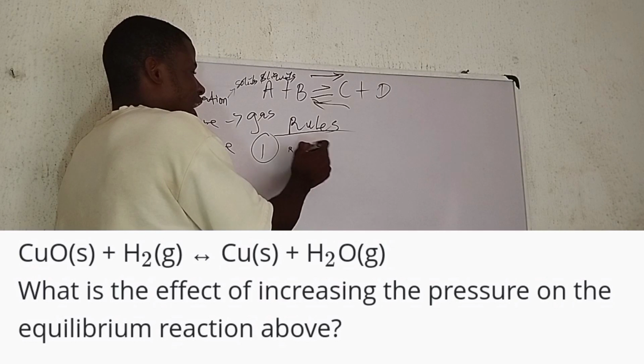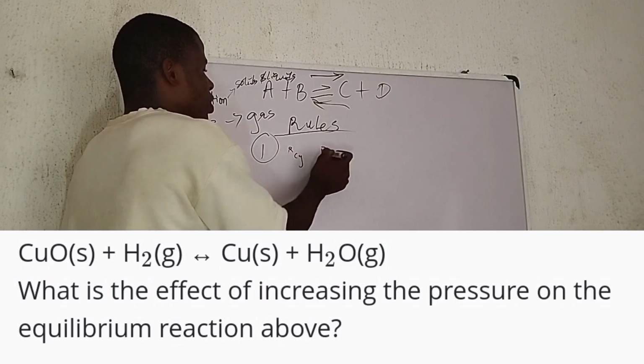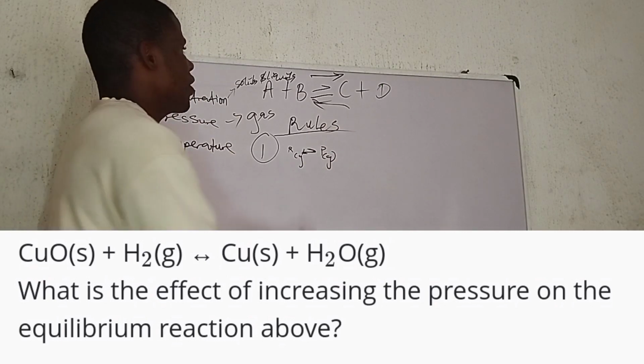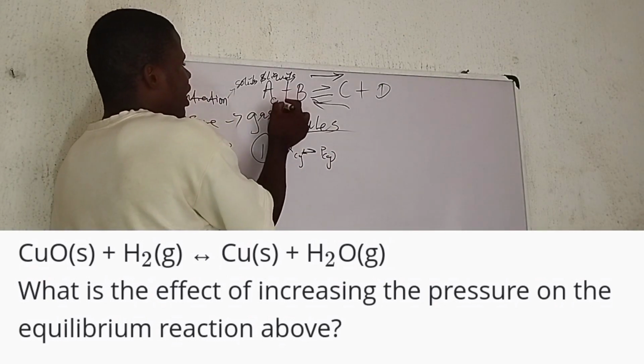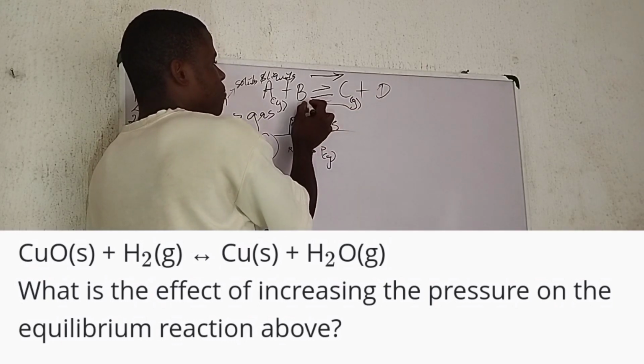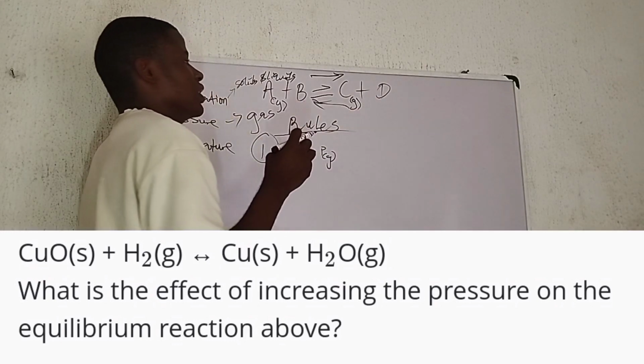So the first rule is that in the reactant and the product, one of them must be a gas for a reaction to occur. I hope it makes sense. For this one, if I have that A is a gas and C is a gas, and let's say B and D are liquid, yes, pressure to some extent will affect.